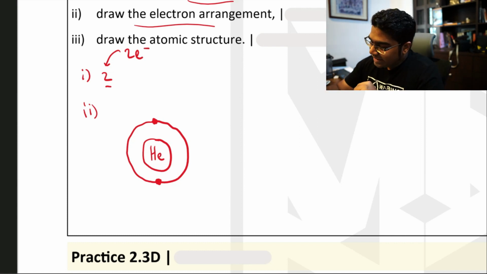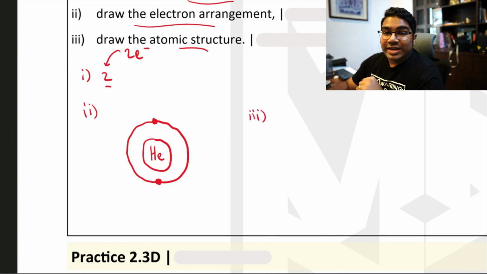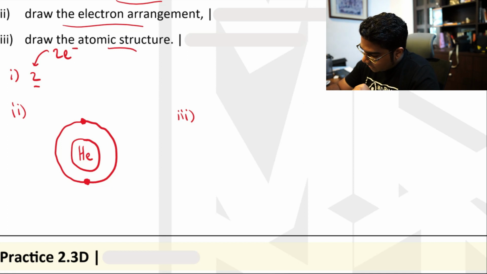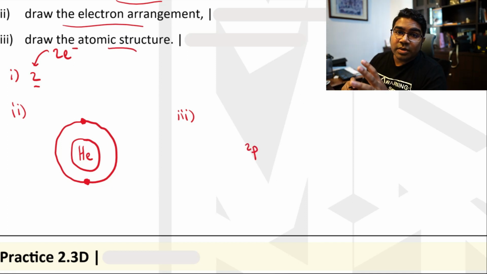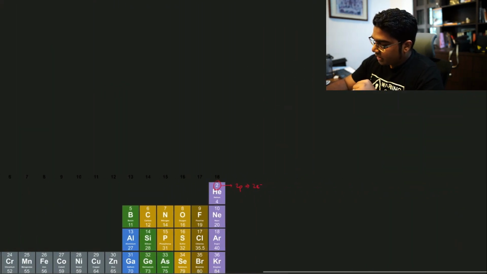Now what about the atomic structure? So for the atomic structure, we need the number of protons, which we have. We have 2 protons. But now we also need the number of neutrons. So once again, let's go back to our periodic table.